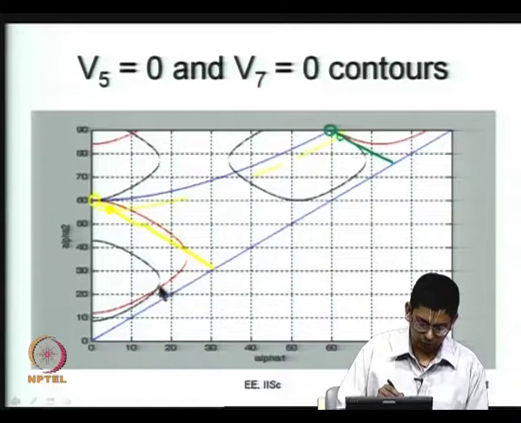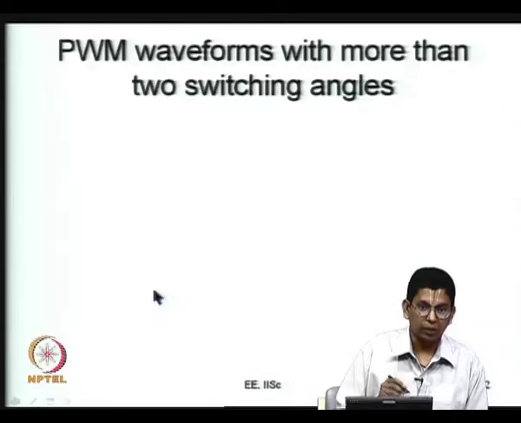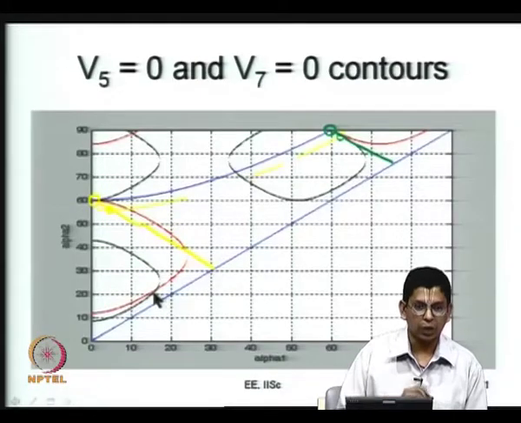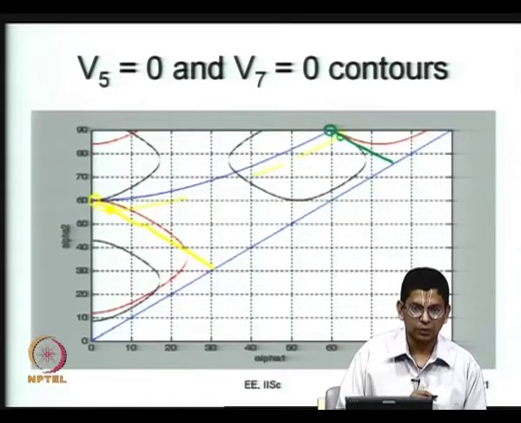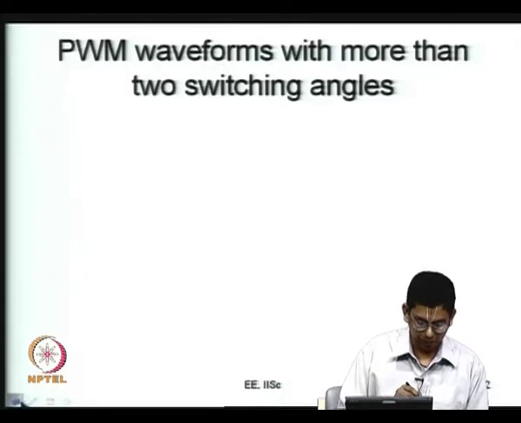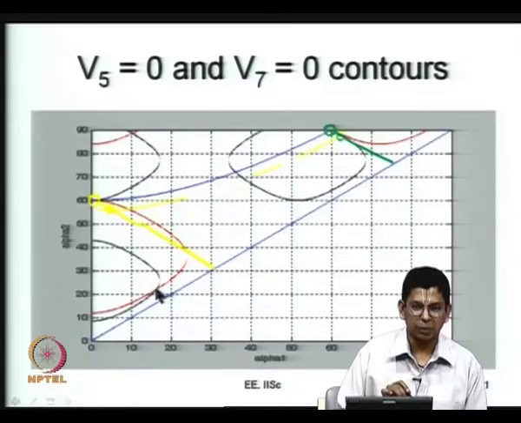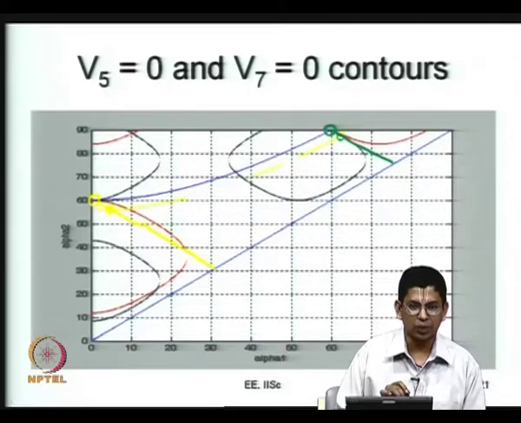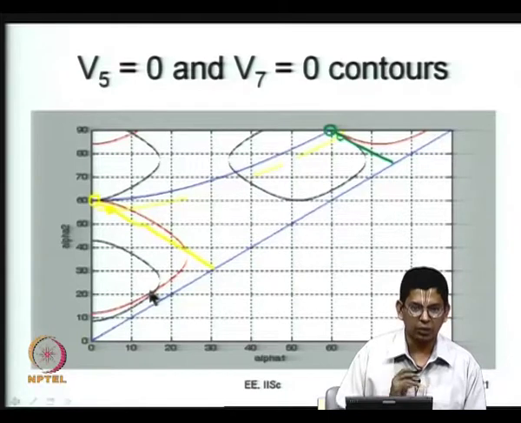Actually, this point is a good point, because V5 and V7 are both equal to 0 now. So, if you can look at a trajectory which passes through that point, that is also fine, and this point guarantees you 0 pulsating torque, because the pulsating 6th harmonic torque is determined by the 5th harmonic voltage and the 7th harmonic voltage. If they are both equal to 0, 6th harmonic torque should be 0. It is actually a good point to operate in.